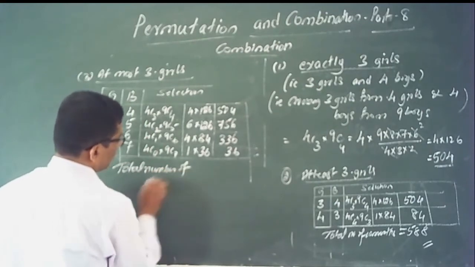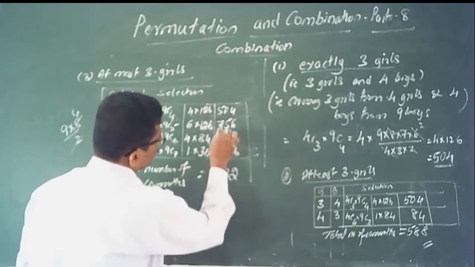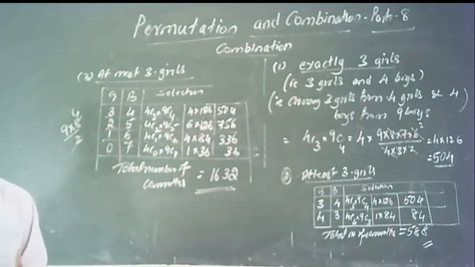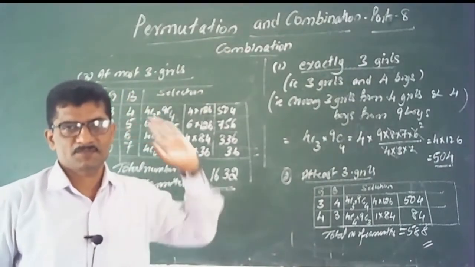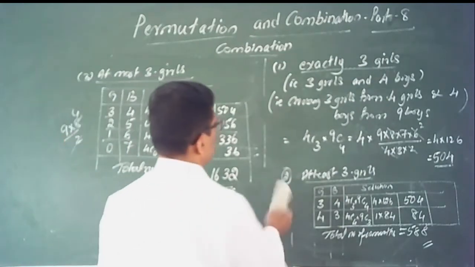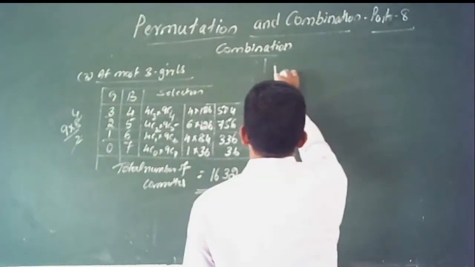Therefore the total number of committees is 1632. This is the condition at most 3 girls. It is clear? At most 3 girls. One more problem using the same method. Example.